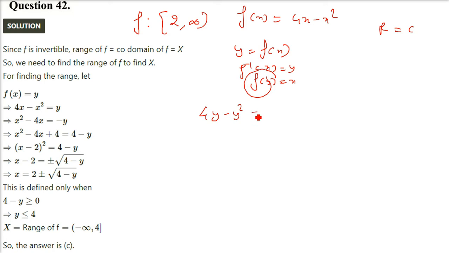So 4y minus y square, that is f(y), equals x. So we will do what? We will put y on one side and take everything on the other side, and then see for what value of x this fails, and that will be our domain of the inverse, which is essentially the range of the actual function. So 4y minus y square equals x, y square minus 4y plus x equals 0.